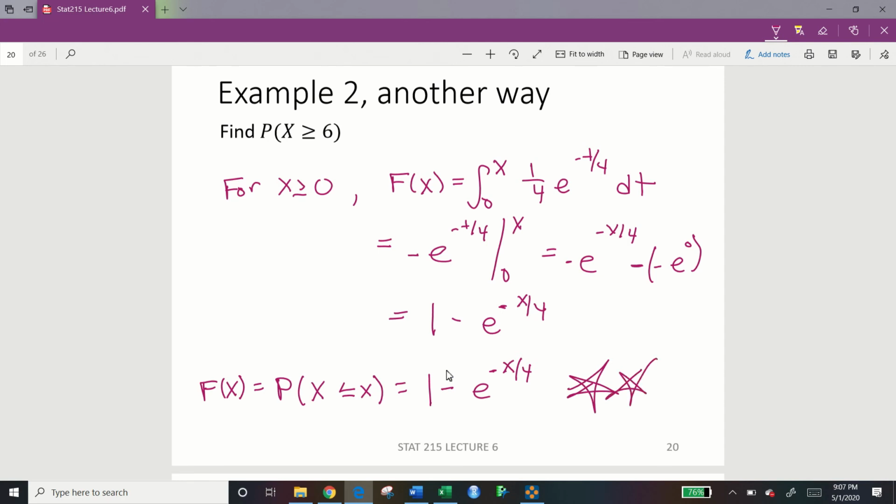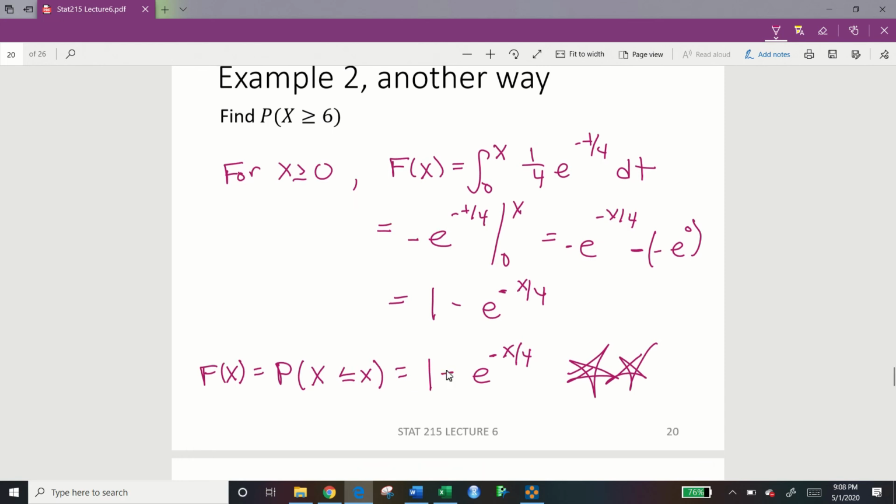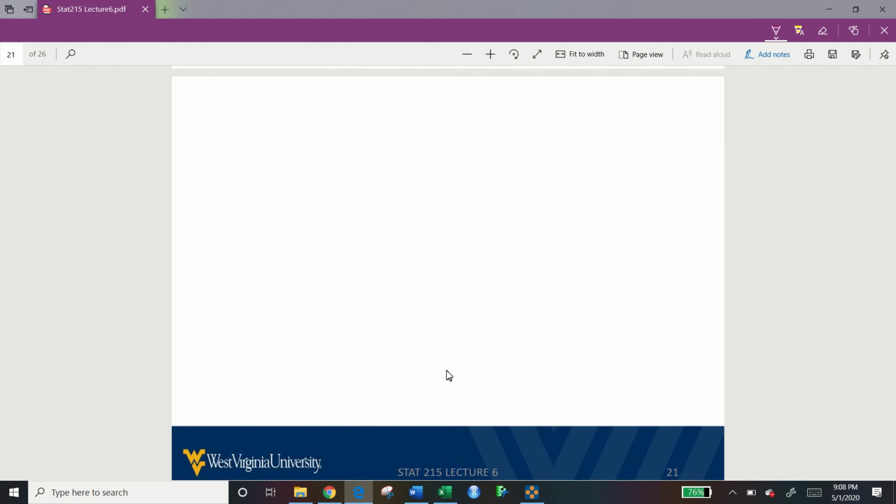This is important. Why? Because we are very lucky because we have the rule of the complement. So instead of doing the probability of x greater than 6, using our rule of the complement, we can do 1 minus the probability of x less than or equal to 6. Again, that is the complement rule.